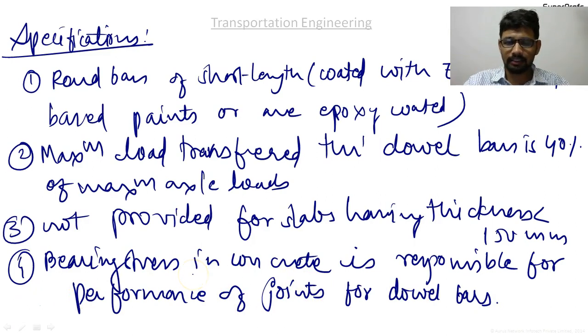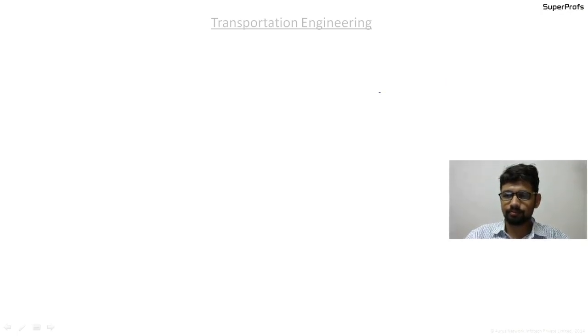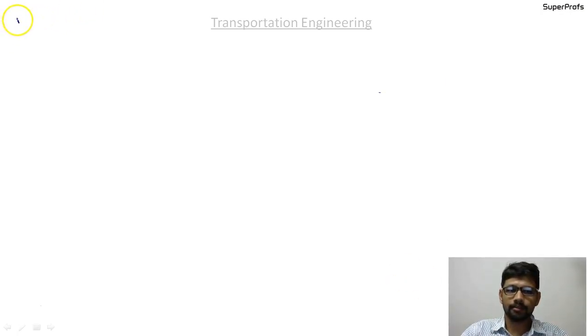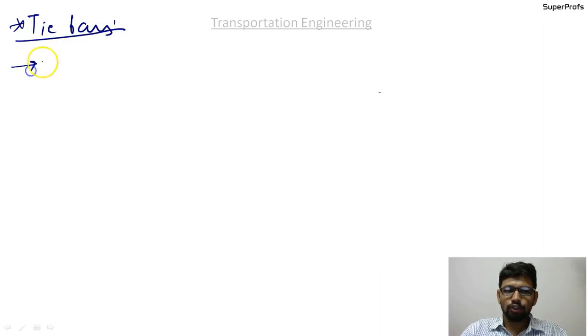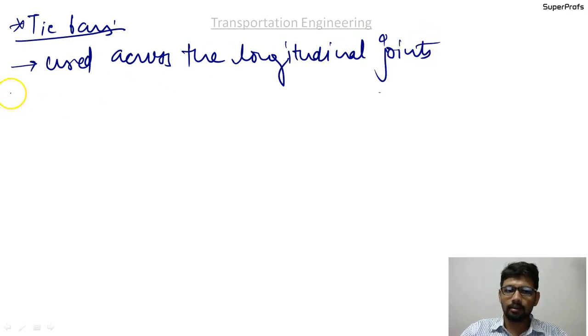So let us now discuss the tie bars. Okay, the tie bars. These are used across the longitudinal joints. Okay. Next thing is that this ensures the adjacent slabs remain firmly together.